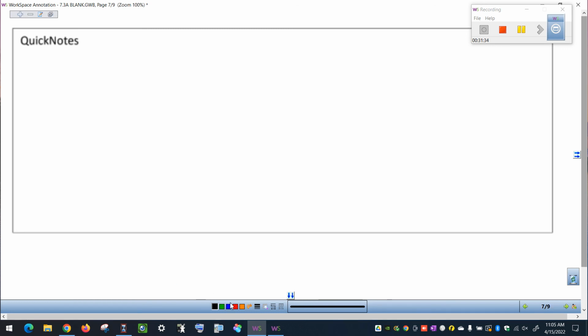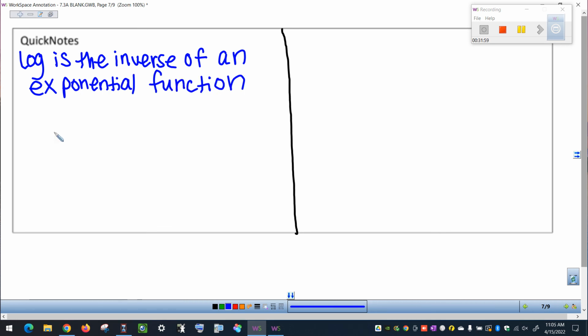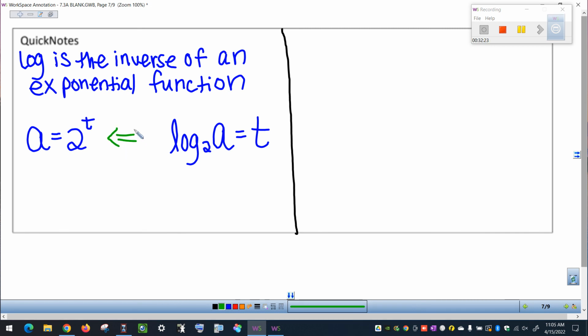So in the first piece here, let's actually just divide this into 2 sections. Let's say here that log is the inverse of an exponential function. All right, and the example that we saw from the duckweed problem today is we have the exponential function a equals 2 to the power of t, and then we saw the inverse was log base 2 of a equals t. And in various ways today, we just saw that the input and output switch.